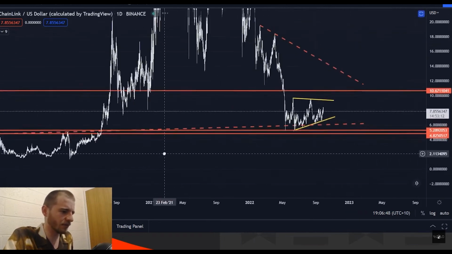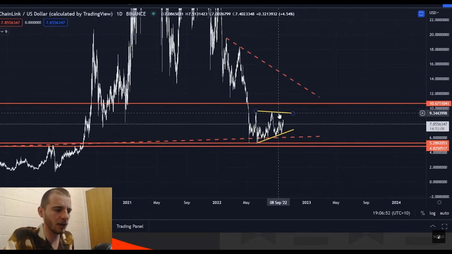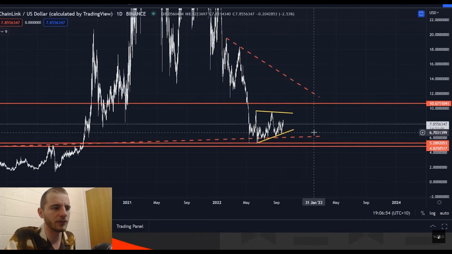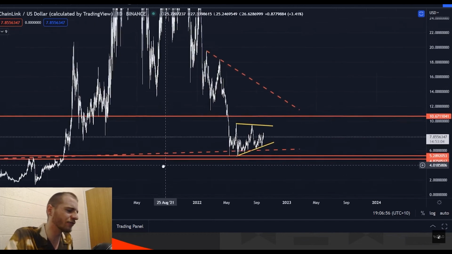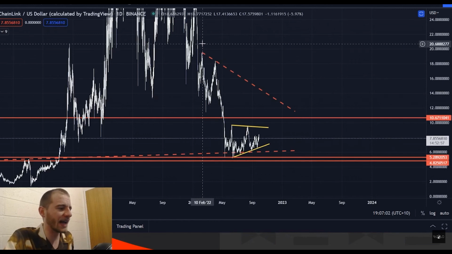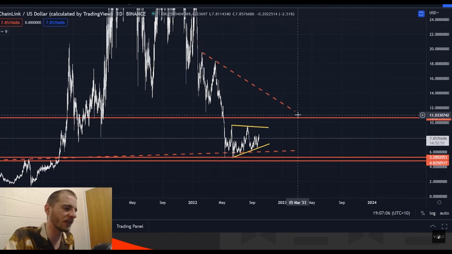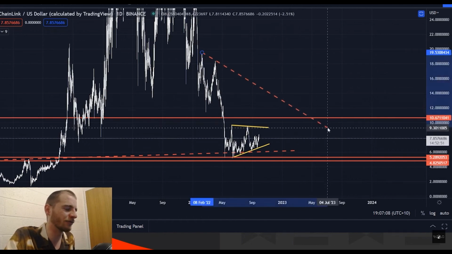So what we have on Link, first and foremost, my color codes mean something. The yellow lines are the breakout lines, and the red lines are the take profit lines. Okay, so what we have on Link first and foremost is a downtrending speculative line, which is why it's dotted, or dashed, I should say, from February 8th through to the wick here on the 4th of April. I'm extending that across, and that will be a take profit zone if we do reach it.